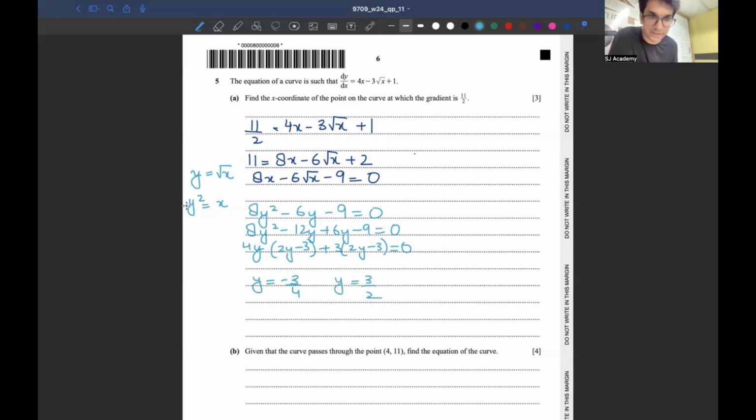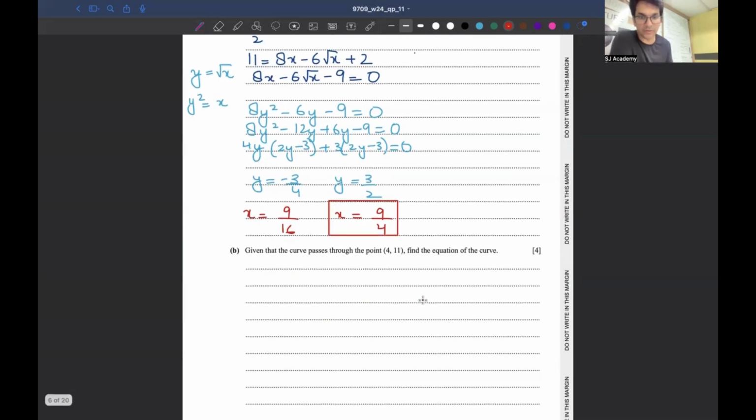Now we know that x equals y squared, as we have to find the values of x. So squaring the values of y, we'll get 9 by 16, and the second value of x will be 9 by 4. Now if we substitute x equals 9 by 16 into this expression, that will not be equal to 11/2. So the only possible answer for which the gradient is 11/2, the x coordinate, will be 9 by 4.